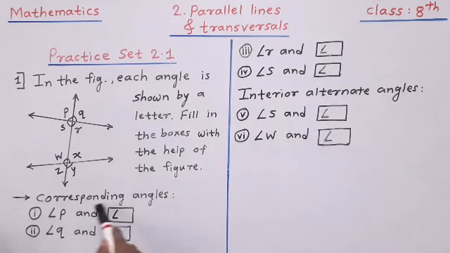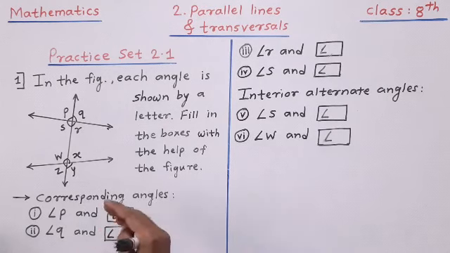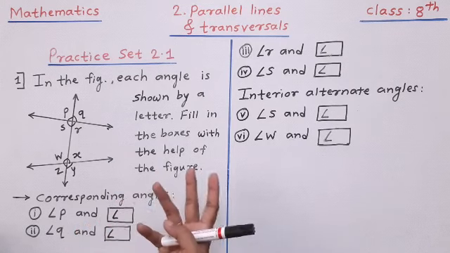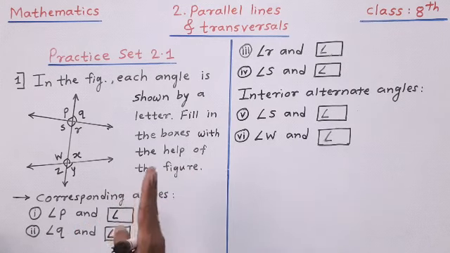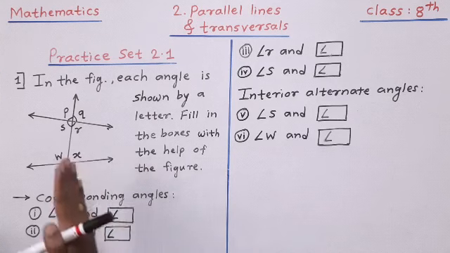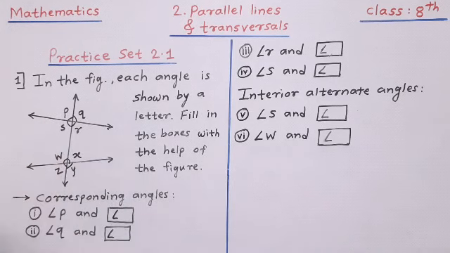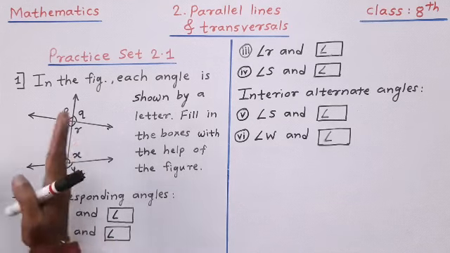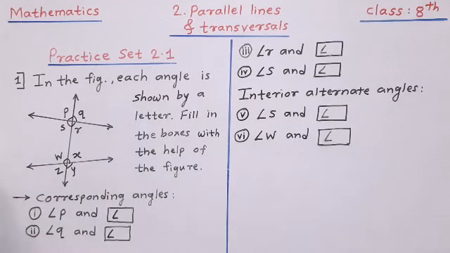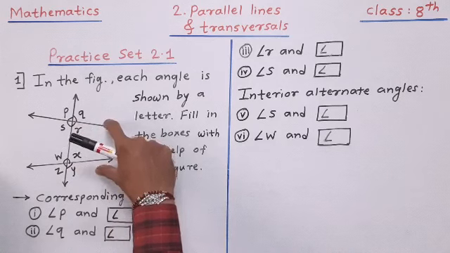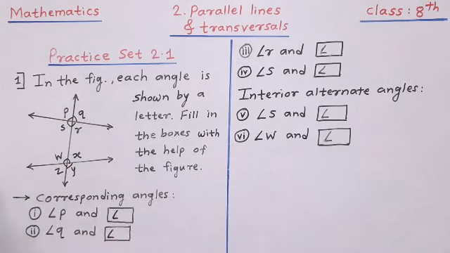The first type of angles is here, corresponding angles. Now what are corresponding angles that we have already learnt? You have to remember that the pairs of corresponding angles are on one side of the transversal, not on the opposite side. They are on one side of the transversal. So these two lines are here and this is the transversal.